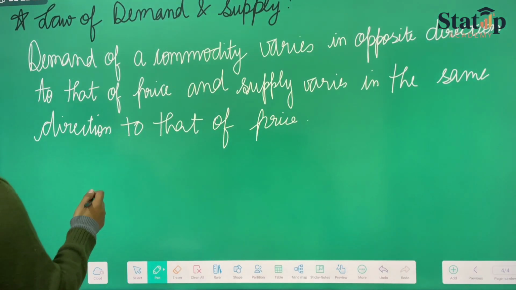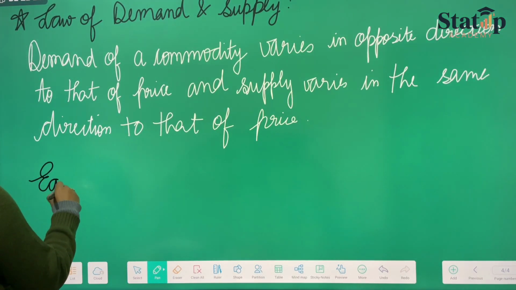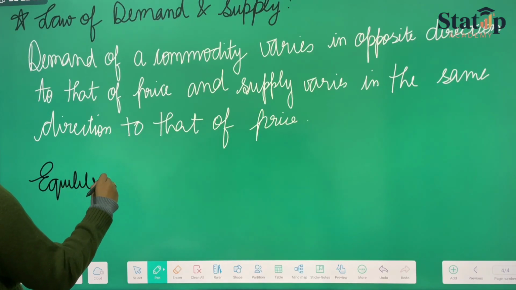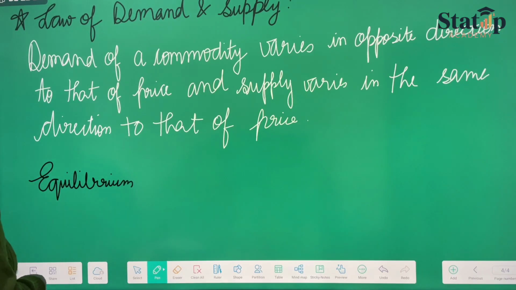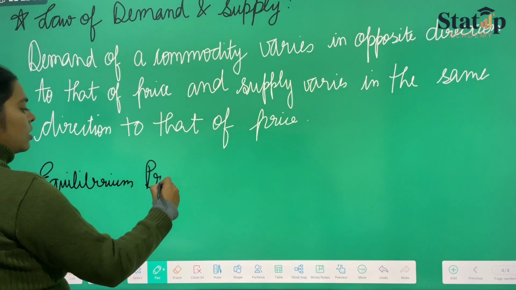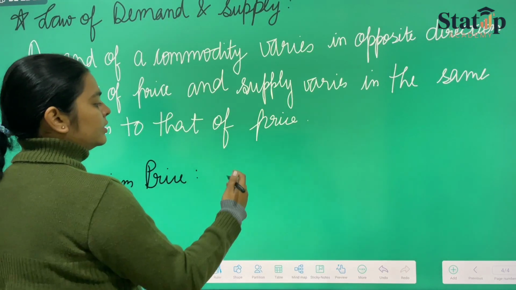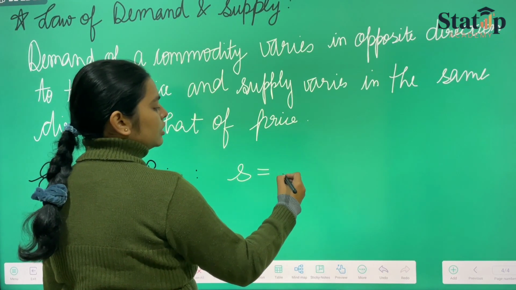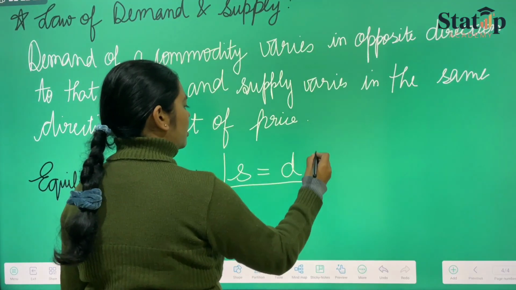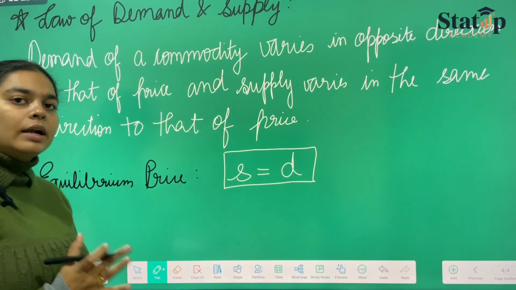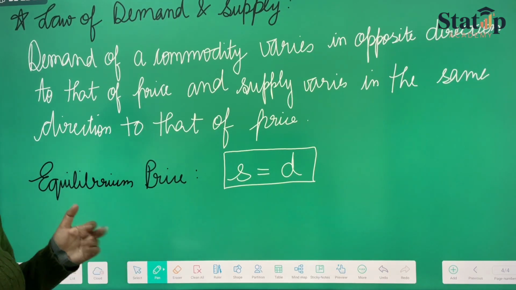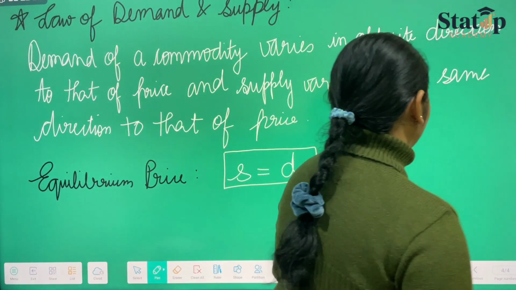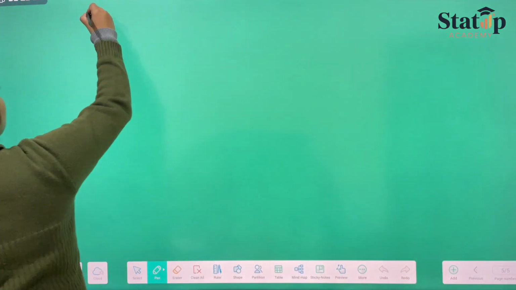So one more concept is there, which is equilibrium. Equilibrium price is where the supply function equals the demand function. When the supply of a commodity is exactly equal to the demand for that commodity, then that price is known as the equilibrium price. Let us make a graph which will make things clearer for us.